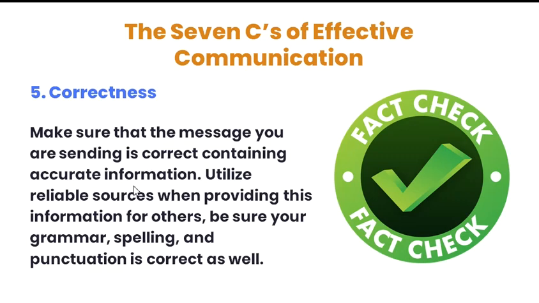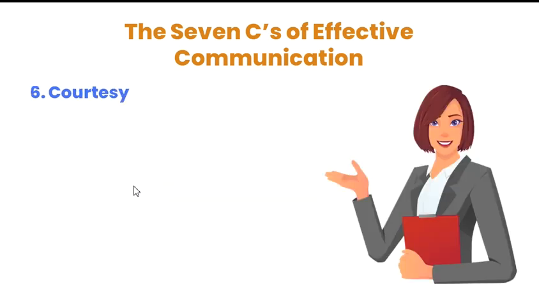If you are not sure whether that information is correct or not, but you simply present it as it is, your communication will not be effective. People will always question whatever you are presenting. They say, well, this guy always relies on social media, so how can we trust him? If people don't trust you, they don't understand what you say, they don't accept what you say, and then communication is broken. That's not effective communication. That's another important aspect of effective communication, correctness. The sixth one is courtesy.